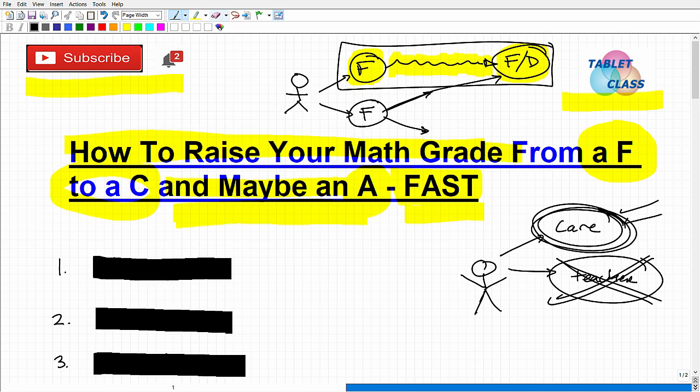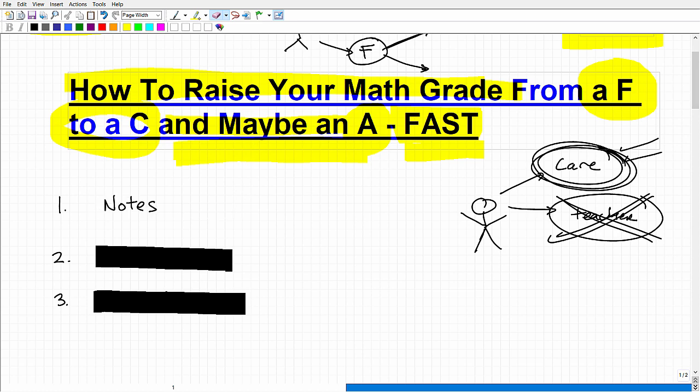Now I'm going to reveal three specific things here that can skyrocket your math grade if you really apply them. Take it from me, I've been doing this for a long, long time, and I suspect other experienced math teachers out there would agree with me, and they may even offer some other kinds of tips. But these are some real powerful things that if you work on them, you're going to see dramatic improvement in your grade. So let's get to our first thing here, and that is notes. Do you take notes?